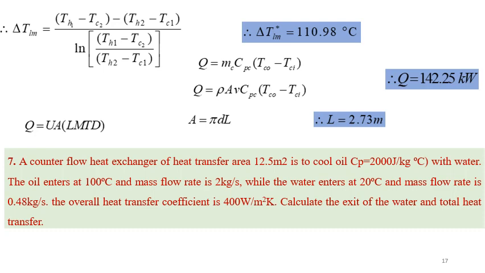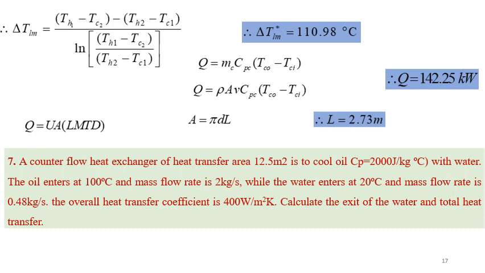is to cool oil which is of Cp 2000 joule per kg degree centigrade with water. The oil enters at 100 degree centigrade and mass flow rate is 2 kg per second, while the water enters at 20 degree centigrade and mass flow rate is 0.48 kg per second. The overall heat transfer coefficient is 400 watt per meter square Kelvin. So you have to calculate the exit of the water and the total heat transfer.